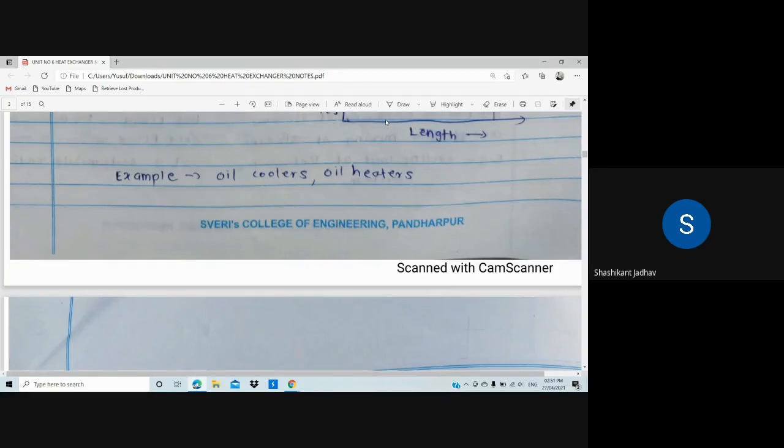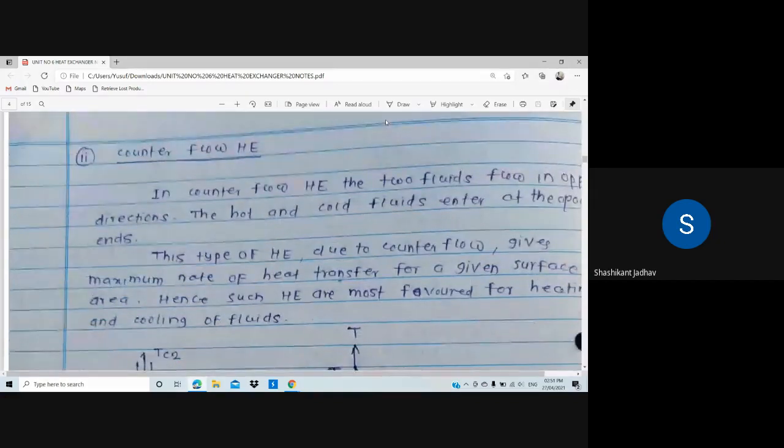Okay. So according to the relative direction of fluid motion, first one, parallel flow heat exchanger. Then write down the second one. Second one, write down second: counter flow heat exchanger. Okay, second type is the counter flow heat exchanger.